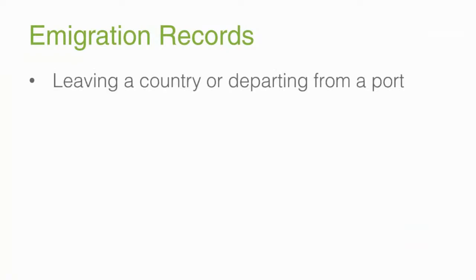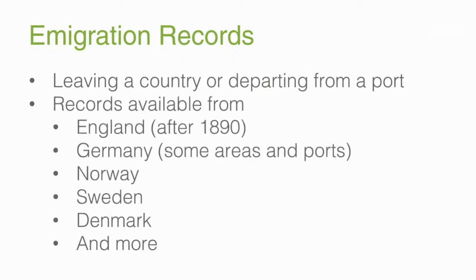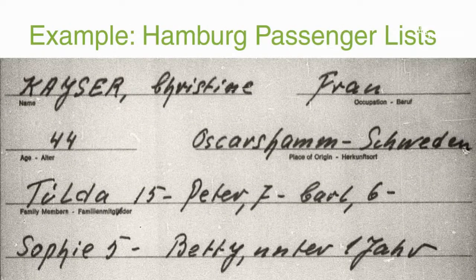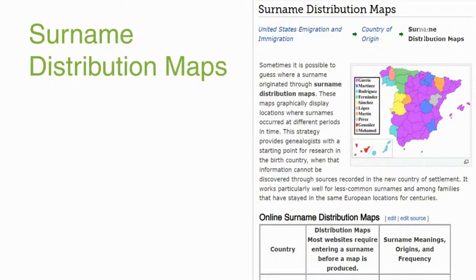There are a few emigration records, meaning records of somebody leaving a country or departing from a specific port. Sometimes the country would keep track of people leaving and sometimes the port would. There are records available for England, but not until the 1890s. There are some ports in Germany, Norway, Sweden, and Denmark. Again, you want to learn about the country that your ancestor came from and how they were tracking people leaving. This is an example from the Hamburg passenger list that indicates that this Christine Kaiser was leaving the country. So again, another resource that you can look at.